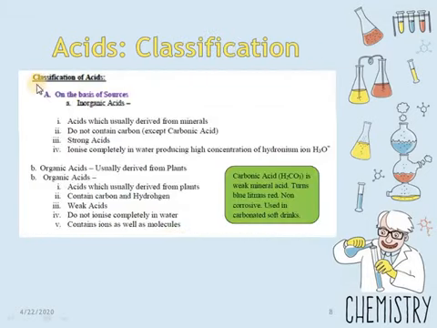Now come to the classification of the acids. On the basis of the sources, we have inorganic acids and organic acids. Inorganic acids are generally derived from the minerals. They do not contain carbon except carbonic acid. They are strong acids except carbonic acid. They generally ionize completely in water, producing a high concentration of hydrogen ion or hydronium ion.